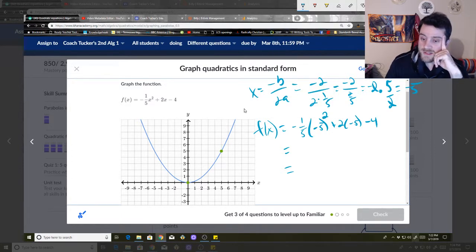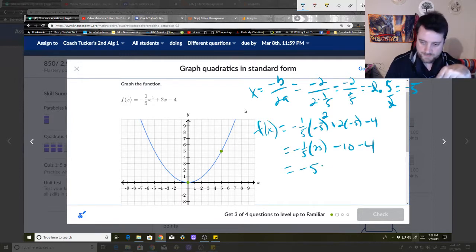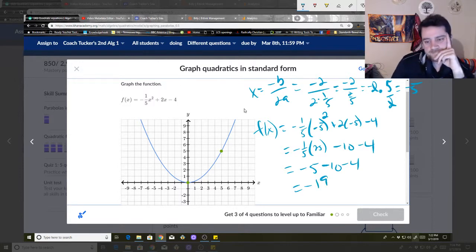So this is positive 25. So this is negative 1/5 times 25. This is going to be minus 10 minus 4. So 1/5 of 25 is 5. So this is negative 5, which minus 10 minus 4 is negative 19. Make sure we're right.